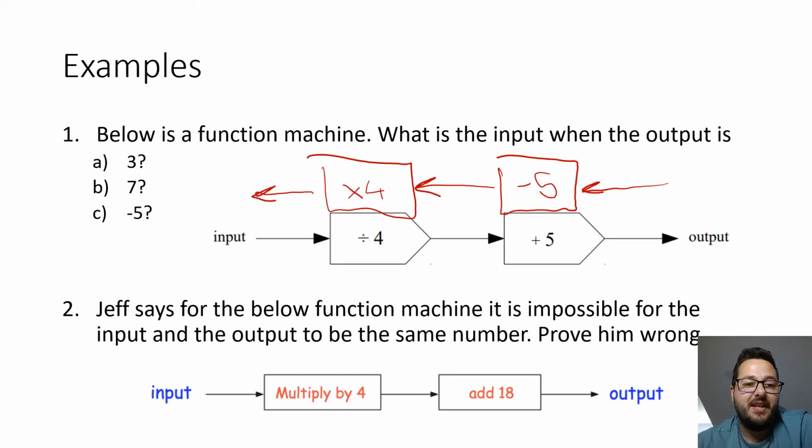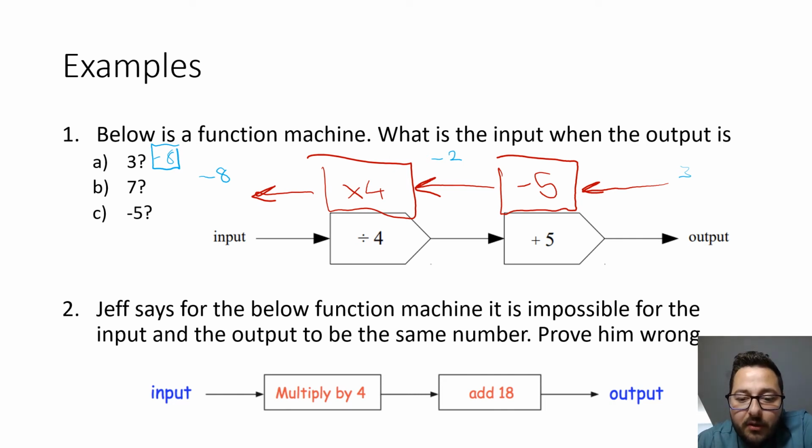Okay, great. So let's start off with 3 then. So if I started off with 3, minus 5 is minus 2. And minus 2 times 4 is minus 8. So that's our first answer, minus 8.